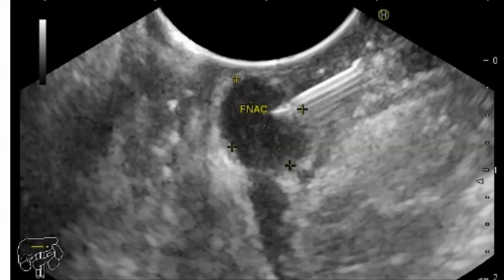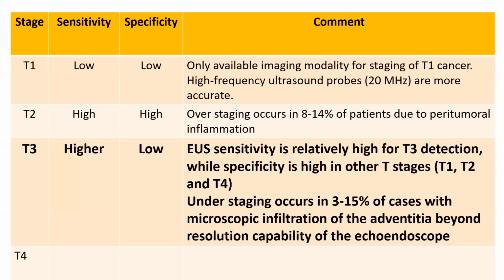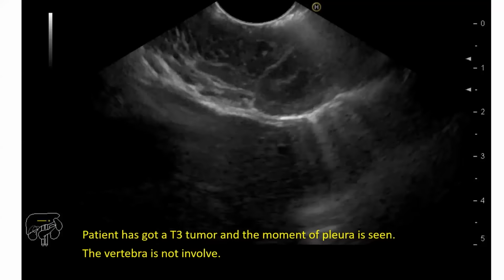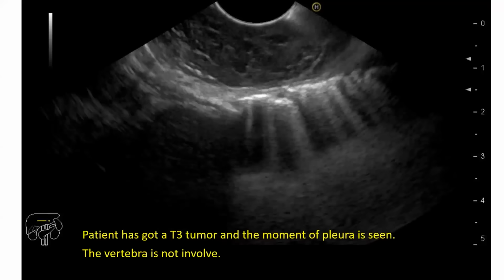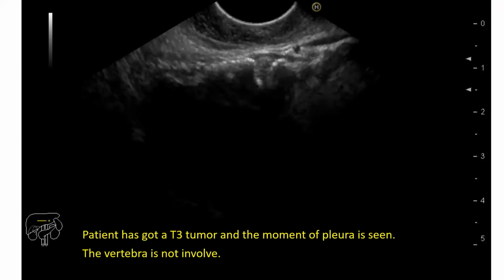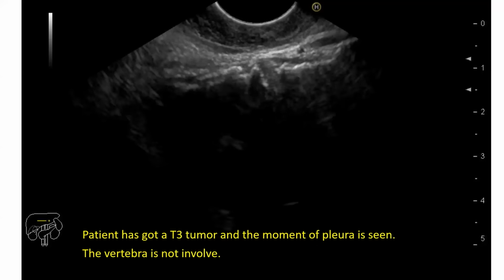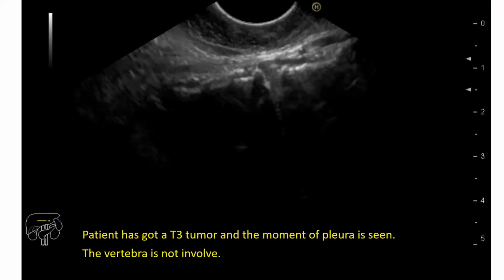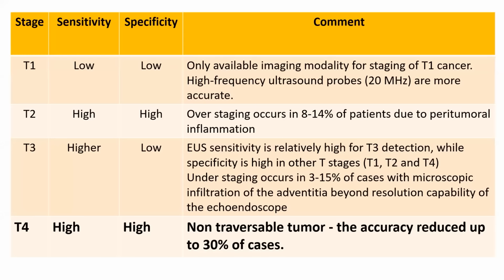This happens less commonly, but for T3, the sensitivity is higher, the specificity is low because understaging can occur. So this is an example. The patient has a T3 tumor. And in this case, when we see a T3 tumor, we are also seeing that the pleura is outside. We can see posteriorly the spine and the azygos vein.